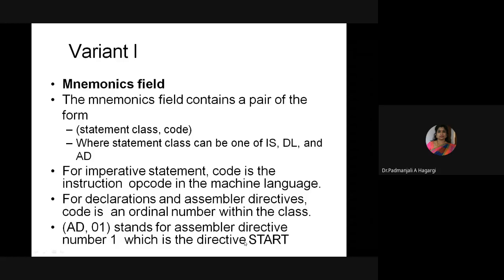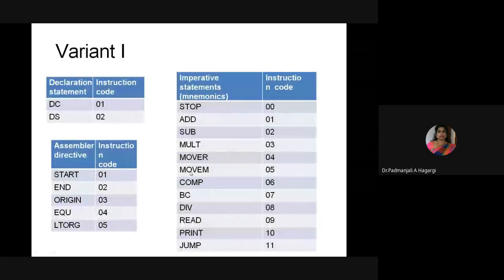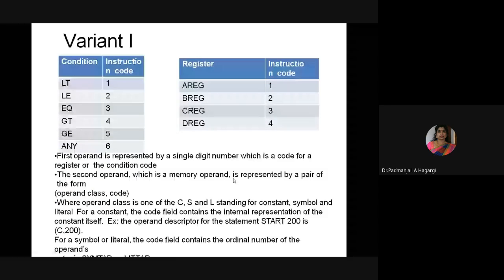So here in variant 1, it just looks up all the databases of the declaration statements, assembler directive statements, and imperative statements. And also, as I said, the condition codes and the registers appearing in the program. So it also sees all their codes and remembers them, and prepares itself for generating the operation code.